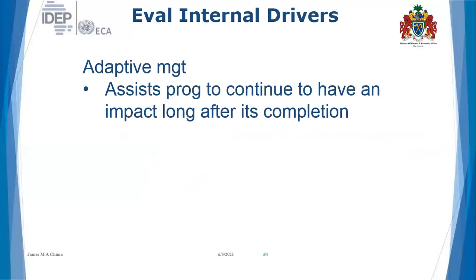Adaptive management assists programs to continue to have an impact long after their completion. Because of the appropriate adjustments that are being made in the course of implementing the program, we are able to bolster, to tighten the nuts and make it more effective and worthwhile as it is rolling, so that at the end of its life, already the mechanisms have been put in place that will bolster the outcomes that are there in the course of implementation. And this is about the sustainability dimension of the program.